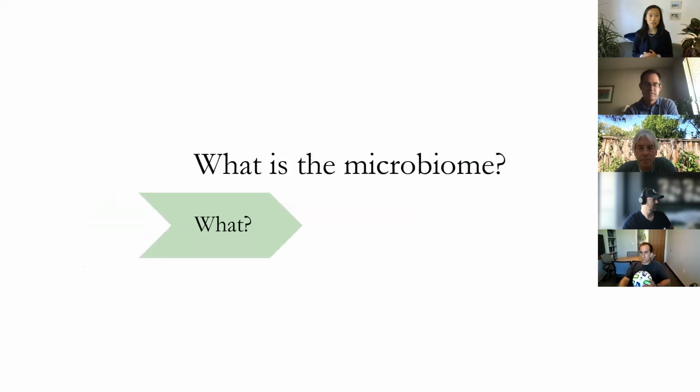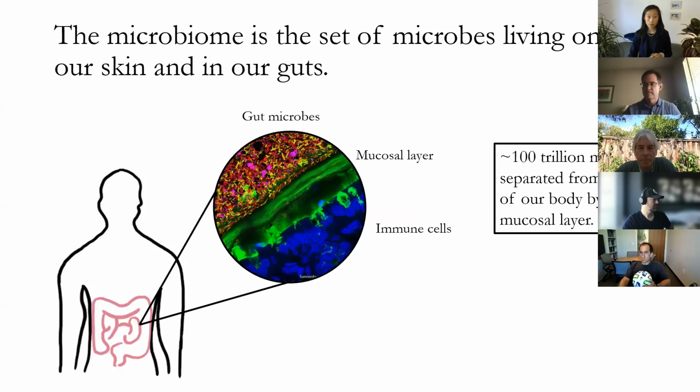So starting with definitions, what is the microbiome? The microbiome is a set of microbes living on our skin and in our guts. This is what it looks like. There's a cross-sectional photo here. This confetti of gut microbes is separated from the rest of our body and our immune cells, which are shown here in blue, by this thick mucosal layer. It's kind of crazy to think that everyone here has over 100 trillion microbes in their guts right now. The only thing that's separating them from the rest of your body is this mucus.